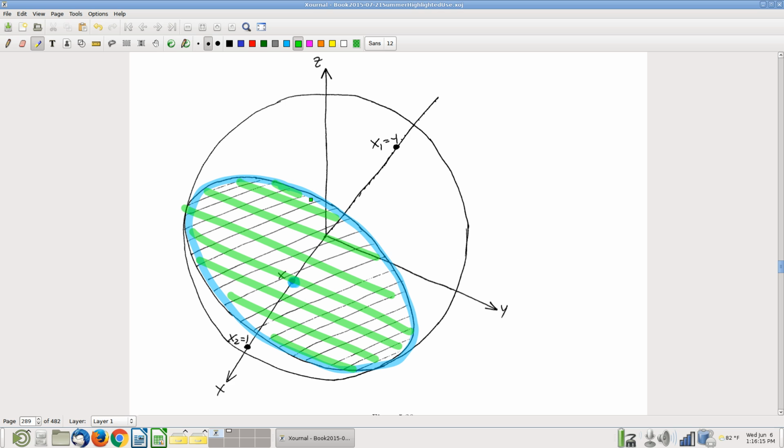We've got our ball. We took a vertical slice perpendicular to the x-axis. That gave us a vertical disk. And then we're taking horizontal slices of that disk. And that gives us these little green line segments.